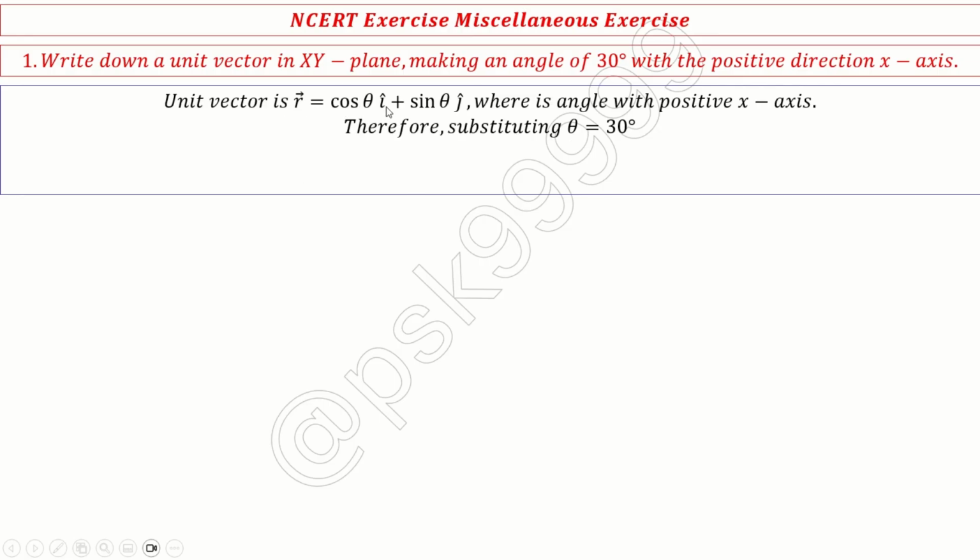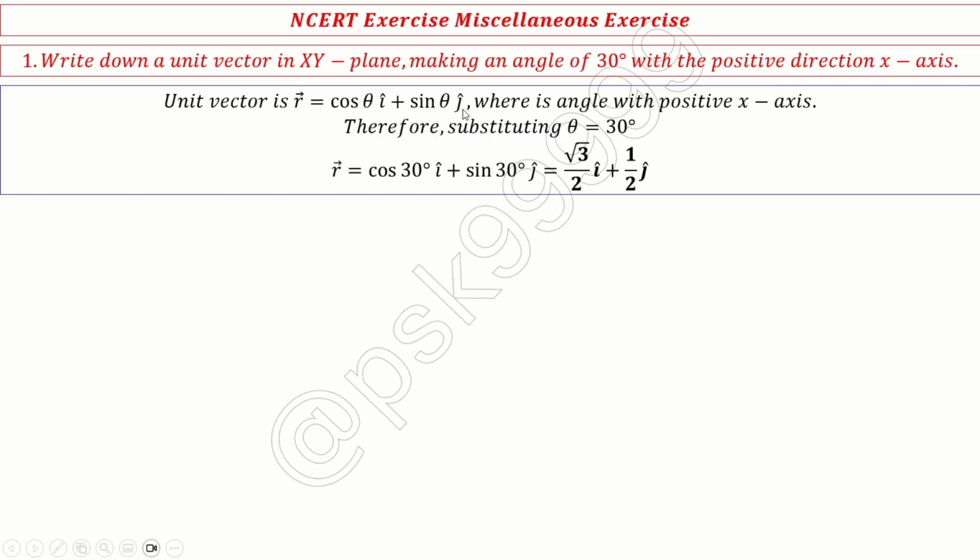R bar equal to cos theta i plus sin theta j, okay, where the angle is with the positive x-axis. Therefore, substituting theta equal to 30, what you will get is R equal to cos 30 i plus sin 30 j, equal to square root of 3 by 2 i plus 1 by 2 j, okay. From where I got this equation? You always know that it is cos alpha i plus cos beta j plus cos gamma k, right? Okay, which is actually same.